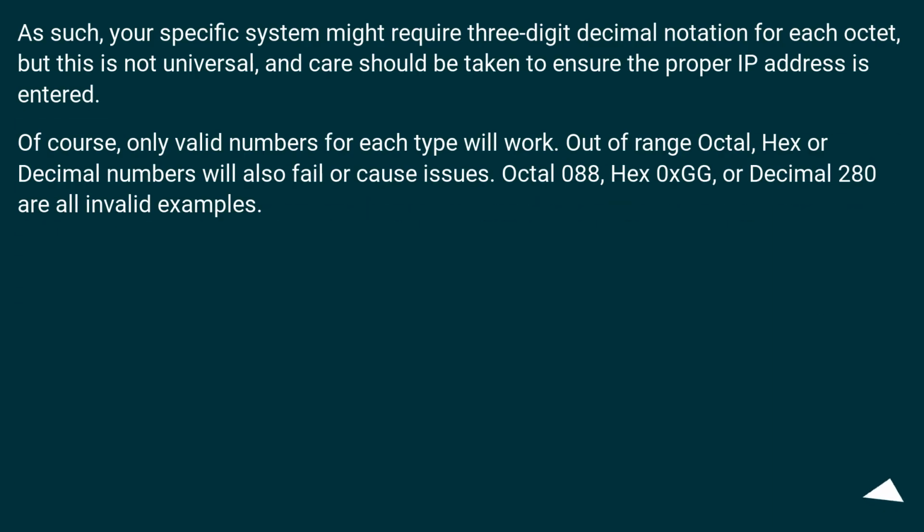As such, your specific system might require 3-digit decimal notation for each octet, but this is not universal, and care should be taken to ensure the proper IP address is entered. Of course, only valid numbers for each type will work. Out-of-range octal, hex or decimal numbers will also fail or cause issues. Octal 088, hex 0xGG, or decimal 280 are all invalid examples.